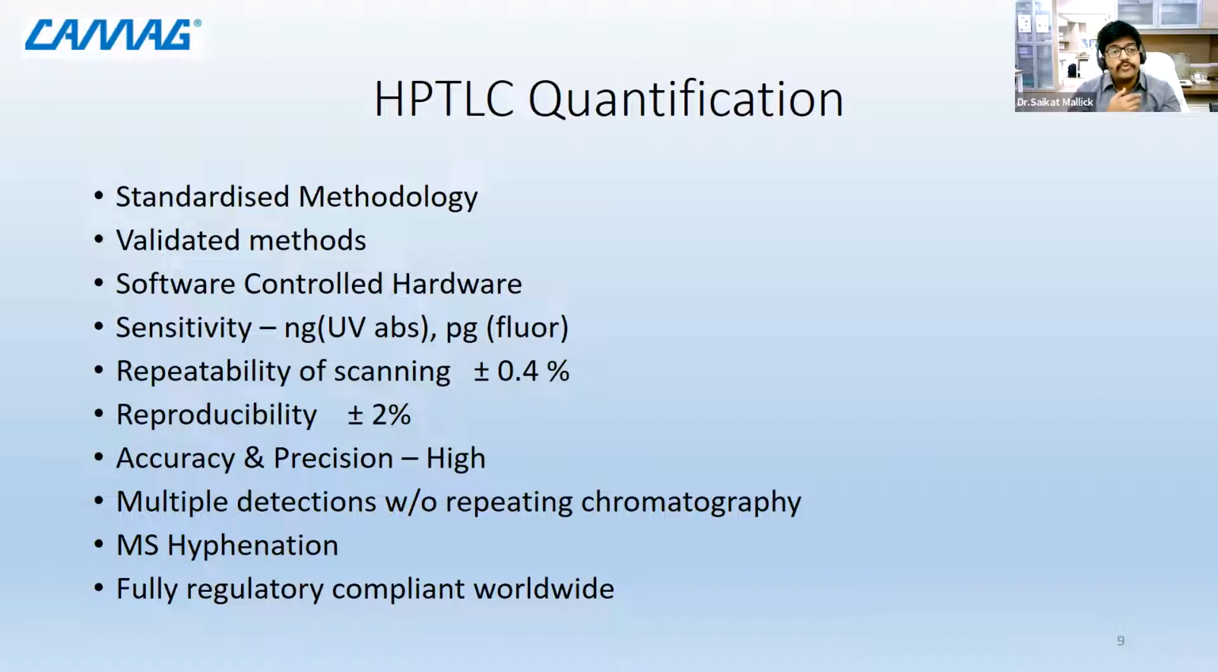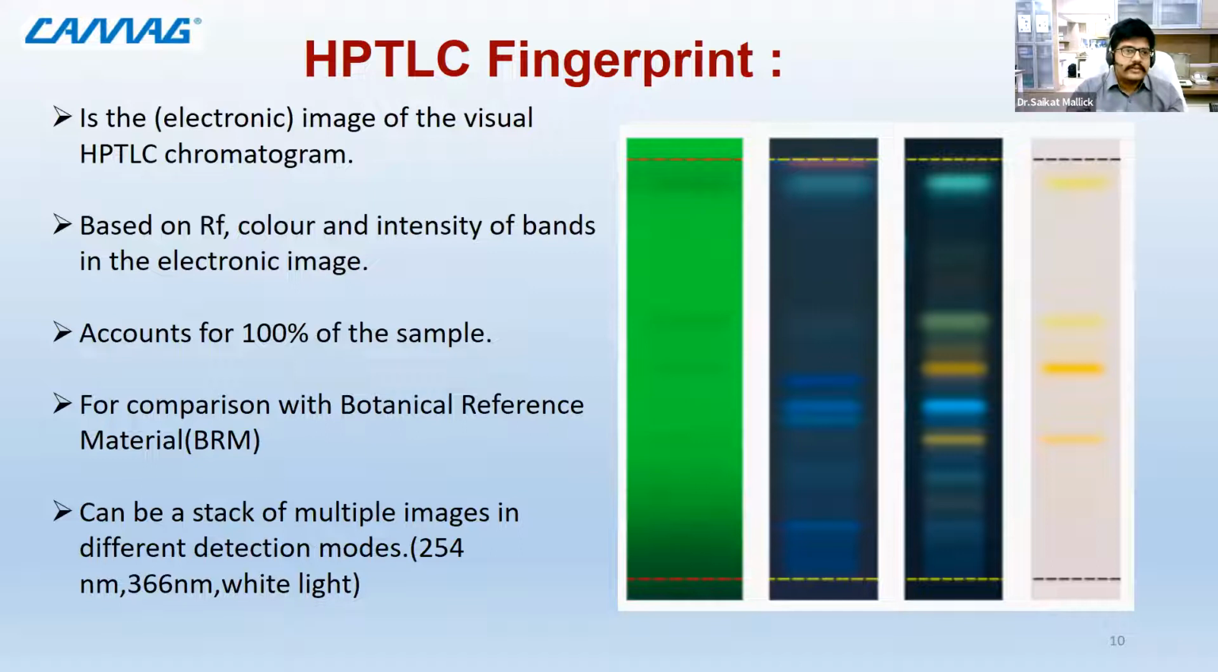I told you how this reproducibility comes, because at each and every place standardization is implemented, because of which you get very high quality results. Accuracy and precision at the same time are very high, and that is fully regulatory compliant worldwide. Now the same set of equipment is there, so you don't get a variation. In India, if you prepare a methodology, that will work even in Jordan or some other country, Brazil, everywhere, because the same set of instruments is there, so they will get the same set of results.